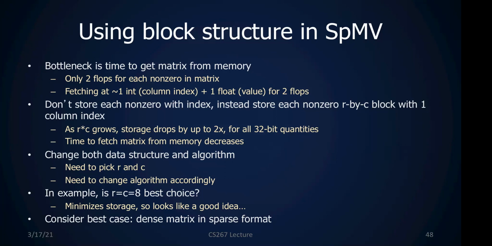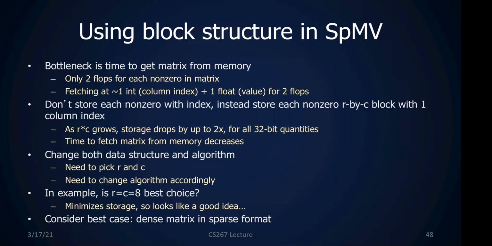So if we store only an index for each one of the blocks, then as the R by C, that is the block dimension, grows, the storage can drop by almost a factor of 2. This assumes that everything is 32-bit quantities. That is what we were storing in the original implementation: say one 32-bit integer and one 32-bit floating point value, so single precision. It'd be somewhat less, and double precision would be the potential, unless you're storing very large 64-bit integers. But this improves the time to fetch the matrix from memory.